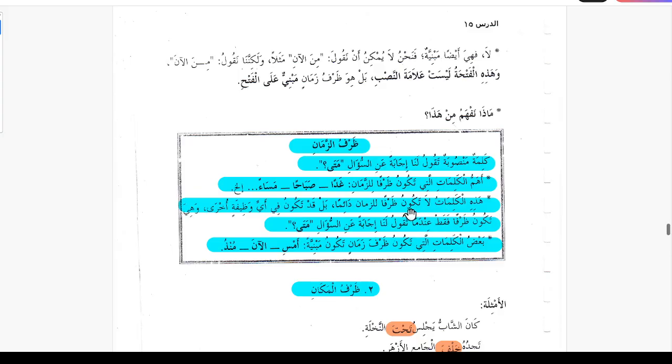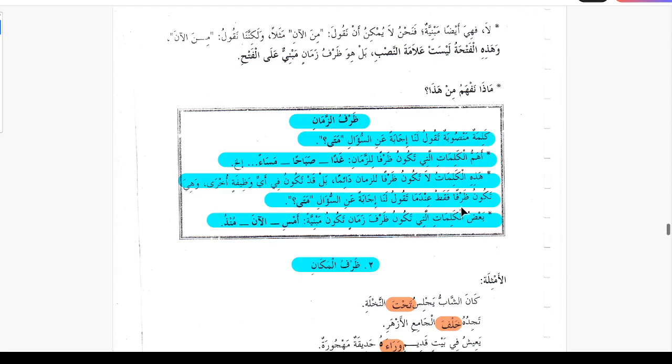Hazihil kalimatu la takunu zarfan li zamani daiman, these words are not always zarfu zaman because they are not specific to adverb of time. Bal kad takunu fi ayyi wazifatin ukhra, but they are used in other functions as well. They are used as an adverb only, fakat, indama tukululna, when they give us, they tell us the answer of the question aniswali mata. So whenever this is the formula, when they give us an answer of the question mata, then we will say that this is zarfu zaman.